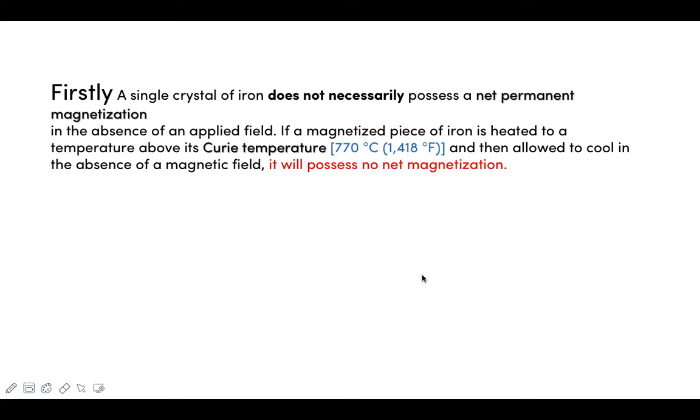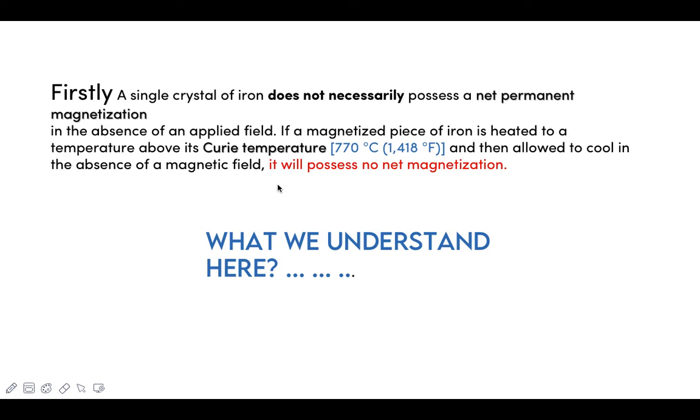Firstly, a single crystal of iron does not necessarily possess a net permanent magnetization. In the absence of an applied field, if a magnetized piece of iron is heated to a temperature above its Curie temperature, which is 770 degrees centigrade or 1418 degrees Fahrenheit for ferric specifically, and then allowed to cool in the absence of a magnetic field, it will possess no net magnetization. So what do we understand over here? Pure iron is not necessarily a magnetic material, and here I make things more clear.